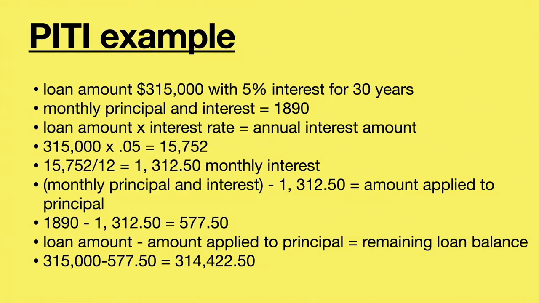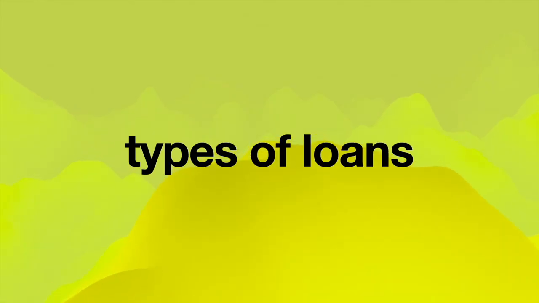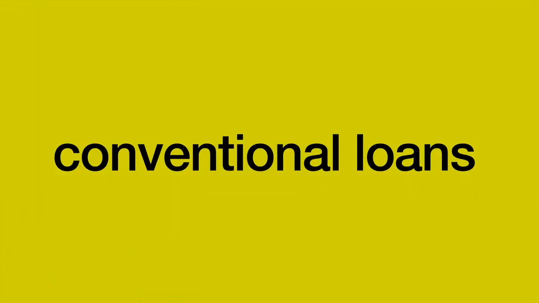Monthly principal and interest minus first month's interest equals the amount applied to principal. So $1,890 minus $1,312.50 equals $577.50. Loan amount minus amount applied to principal equals the remaining loan balance. $315,000 minus $577.50 equals $314,422.50.